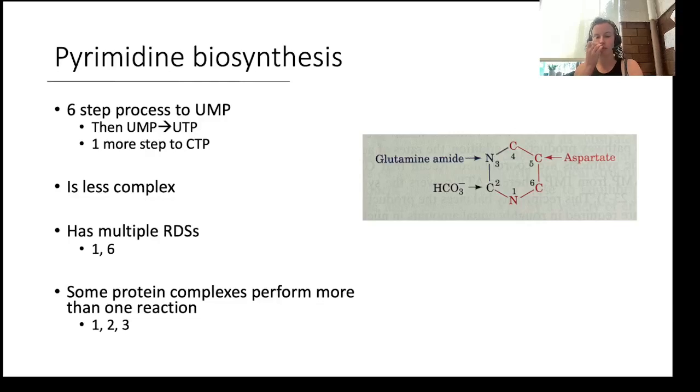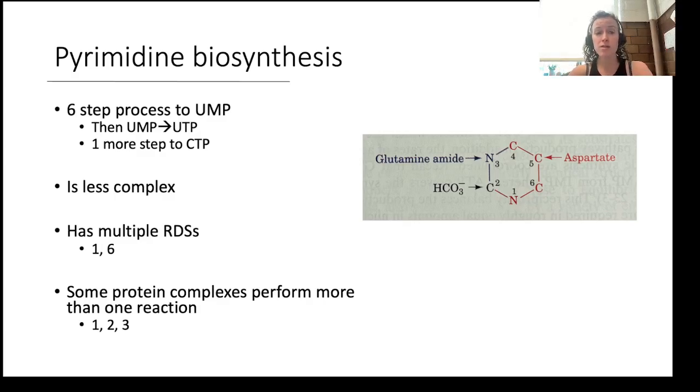Let's talk pyrimidine biosynthesis. So here we're going to have a 6-step process, folks, ultimately making UMP at the end of the first part. Then we'll convert UMP to UTP, and just one more step to CTP. Then it gets a bit more complicated from there, you'll see.